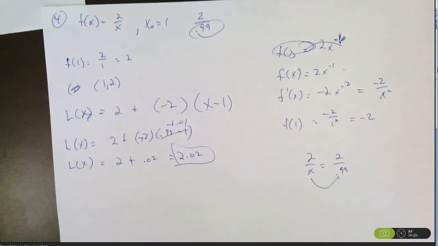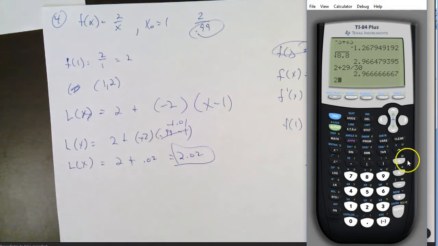And then if I want to see a better approximation, 2 divided by 0.99 is 2.020202 repeating. So again, not too far off.